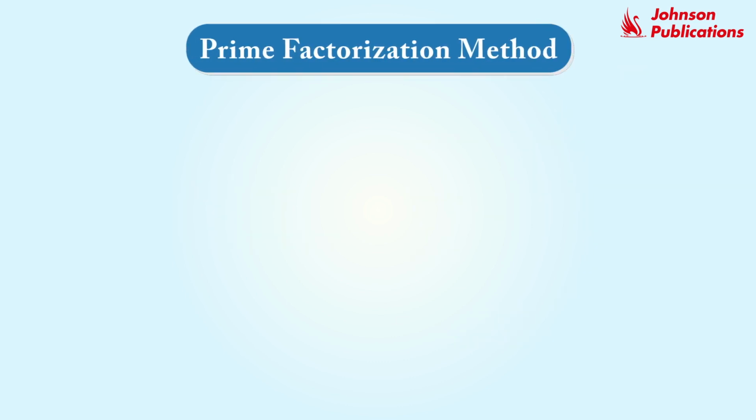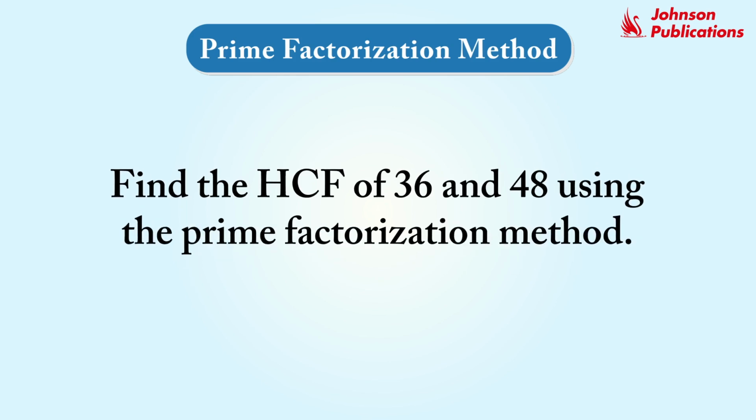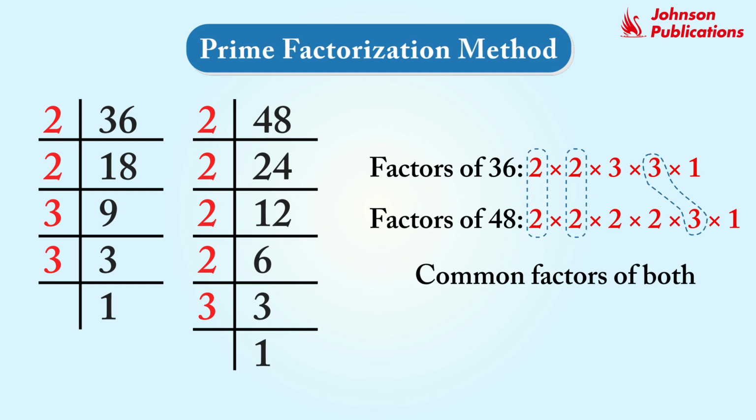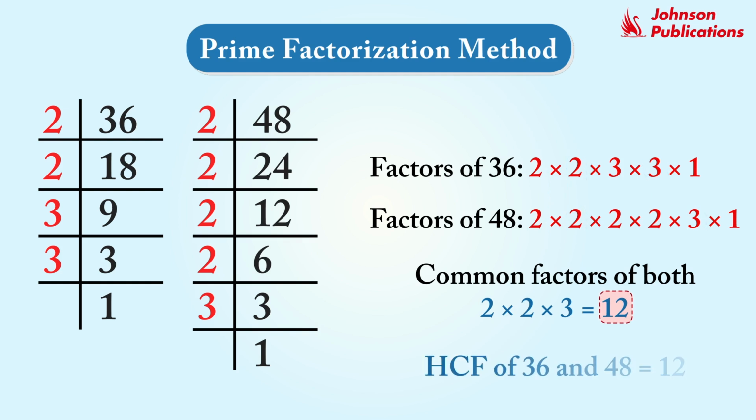Prime factorization method. Find the HCF of 36 and 48 using the prime factorization method. These are the factors of 36. These are the factors of 48. The common factors of both are 2 into 2 into 3. Now we will multiply all the common factors to get the HCF. Thus, HCF of 36 and 48 is equal to 2 into 2 into 3 is equal to 12.